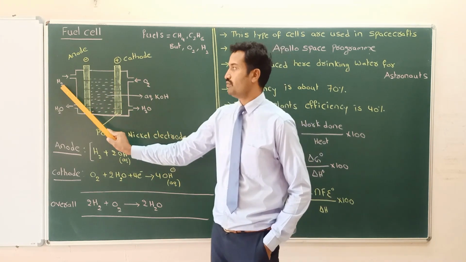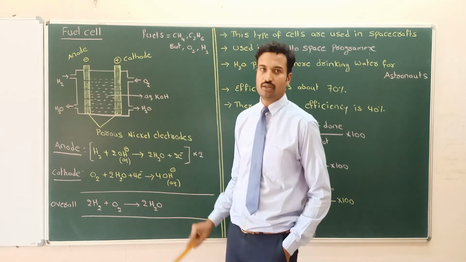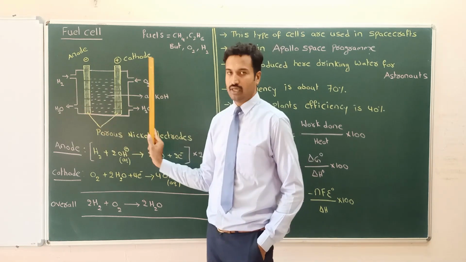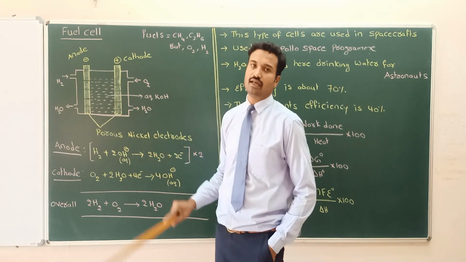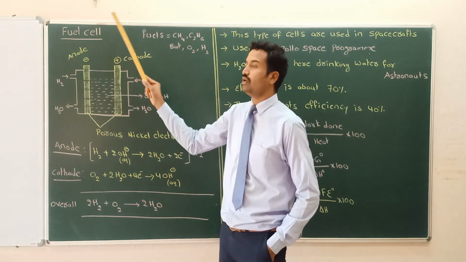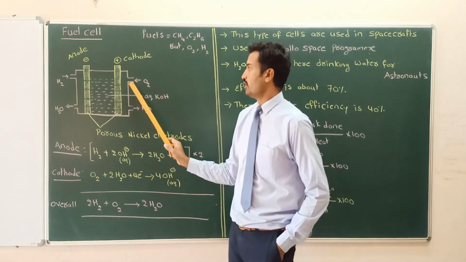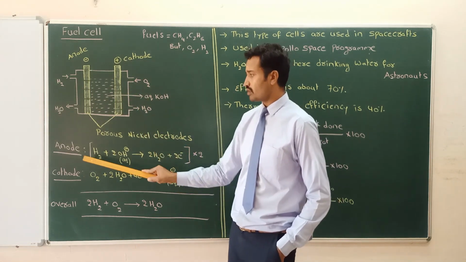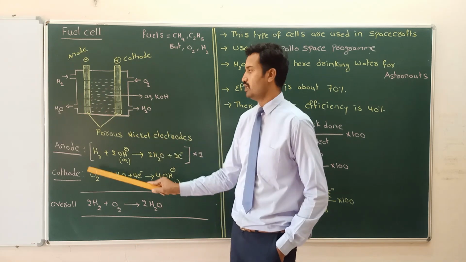Now we are using the fuel hydrogen towards the anode, oxygen towards the cathode. Because of these fuels, chemical energy is converted into electrical energy. So it is a fuel cell. Here hydrogen and oxygen act as the fuel. Now the cell reaction: both the electrodes are nickel electrodes.